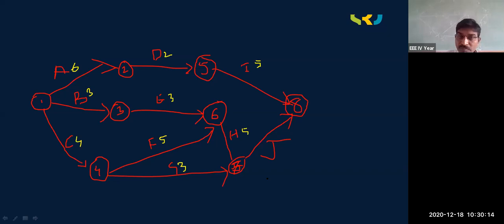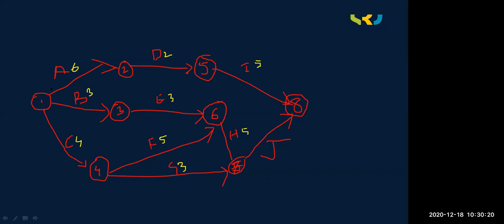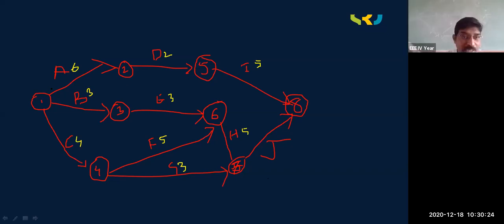It is clear. For example, friends, how did we get this A value? Optimistic time, pessimistic time, most likely time. We applied the formula TE is equal to TO plus 4 into TM plus TP by 6. We did that, isn't it? So like that, we got A, B, C. We got each and every value. For J, it is 3. Now up to here, it is clear.